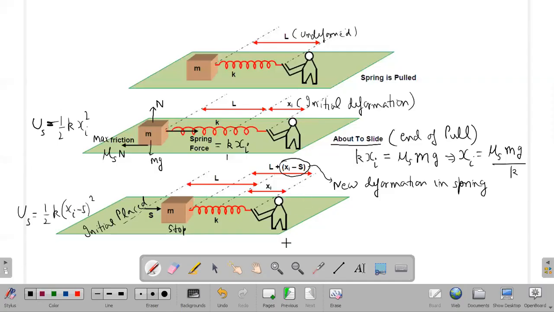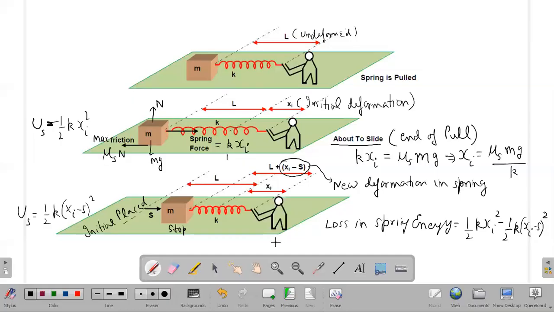So you can say that the spring has lost some energy, right? So we can write down the loss of spring energy equal to half times k, the initial energy xi square, minus the energy when the block stops, which is 1 by 2 times k times xi minus capital S square. That is the loss of energy of the spring.